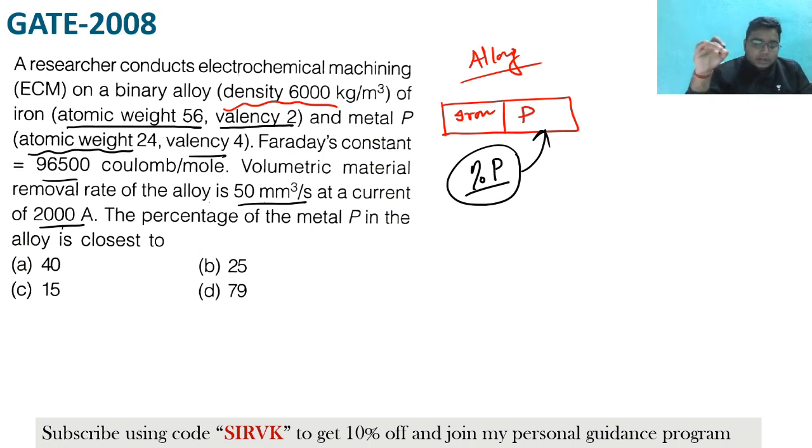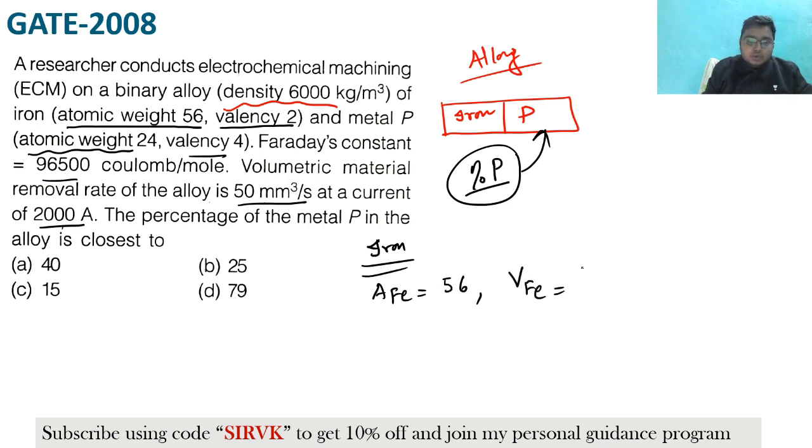So first of all let me write the things. So what are the things that are given to you for the iron? For the iron, what is the atomic weight? Atomic weight for the iron is given as 56. Valency for the iron is given as 2. Fine. Now for the another metal P, so let me write it like that, metal P. So for that, atomic weight of metal P is given as 24. Valency is 4.